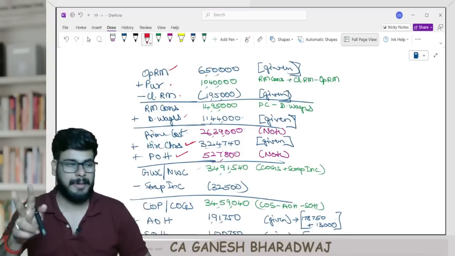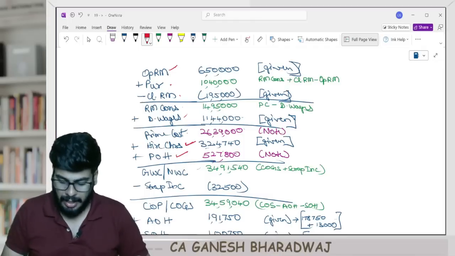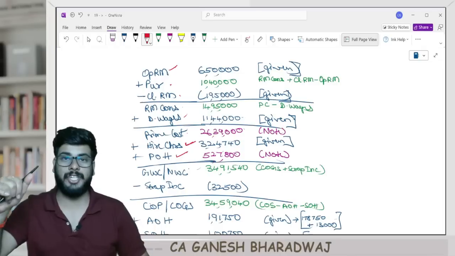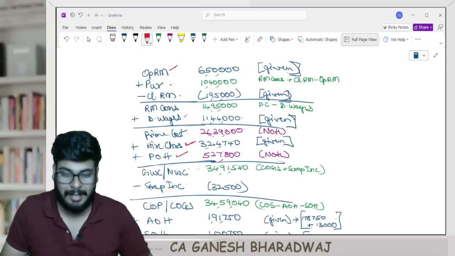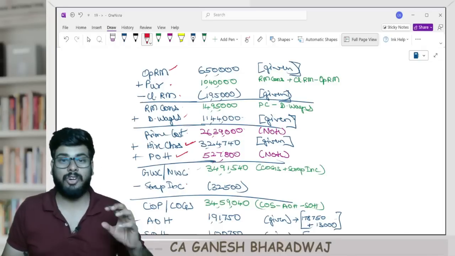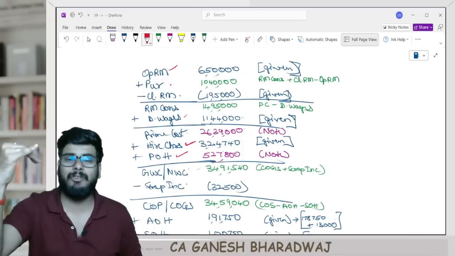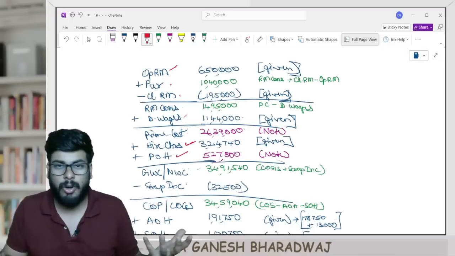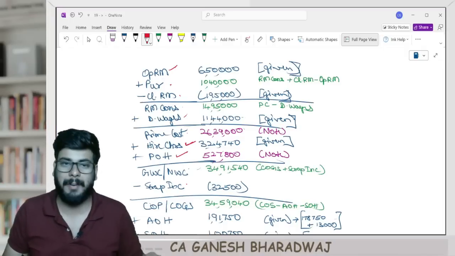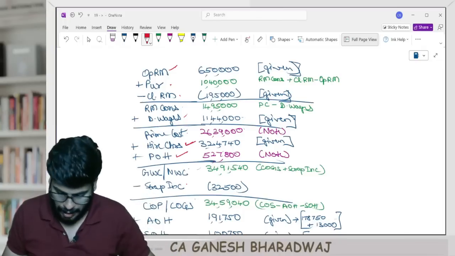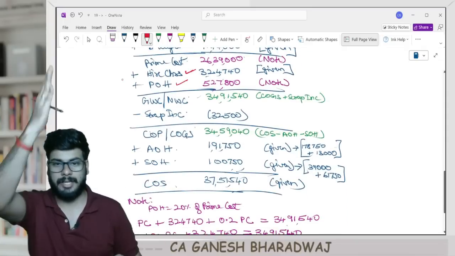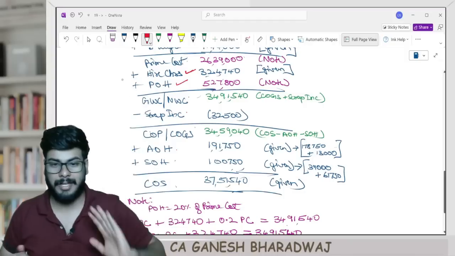Now opening WIP, closing WIP is all nil. It's not given. So that can also be taken as a net works cost. Then 4 additions, 1 deletion. In that, 1 deletion alone is that less scrap income, and you get what? Cost of production, right? To this add opening FG minus closing FG, you will arrive at cost of goods sold. No FG stocks here, so directly I bypass this. Cost of production itself can be called as cost of goods sold. To this we can add our AOH, add SOH, we will get cost of sales. The format of cost sheet, quickly I have revised it once here.